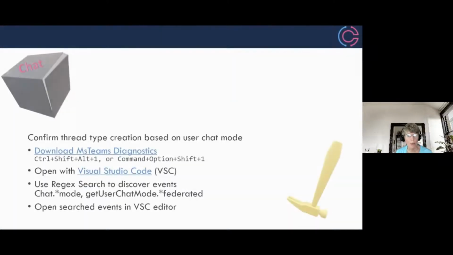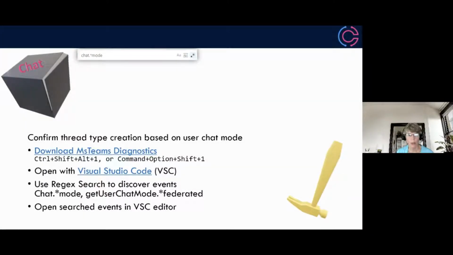To recap, to confirm the type of thread that's used and to see the diagnostic information in the client, we can download the client logs using Control-Alt-Shift-1 and open them up in a text editor. If we're using Visual Studio Code, we can use a regex expression. We're not quite sure what to start with, so we'll cast our net wide. This is how I do all my research. I don't always know what I'm looking for, especially when it's a new feature. I don't know what the particular diagnostic codes will be.